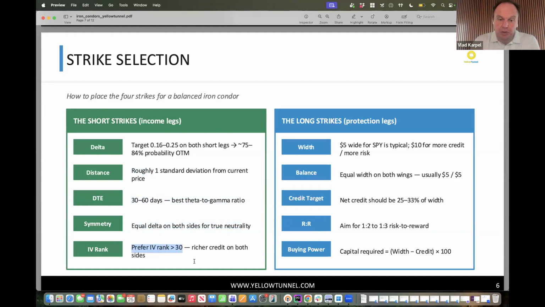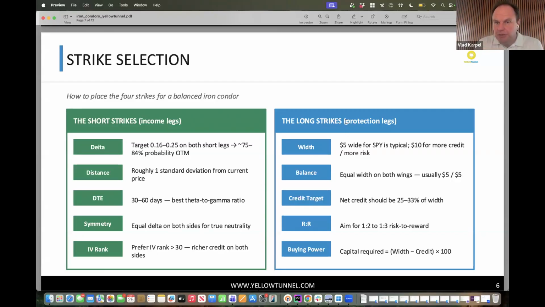For IV rank, you want enough premium to justify the risk taken, but you also don't want to trade if you expect volatility to pick up. So an IV rank greater than 30 makes sense. Otherwise, if you're not collecting 30% of the width of the strike on a $5 spread, say you're only collecting 50 cents, a lot of people say this might not make sense. Your probability of making money increases, but return on capital decreases, and one bad trade can wipe out multiple good trades.